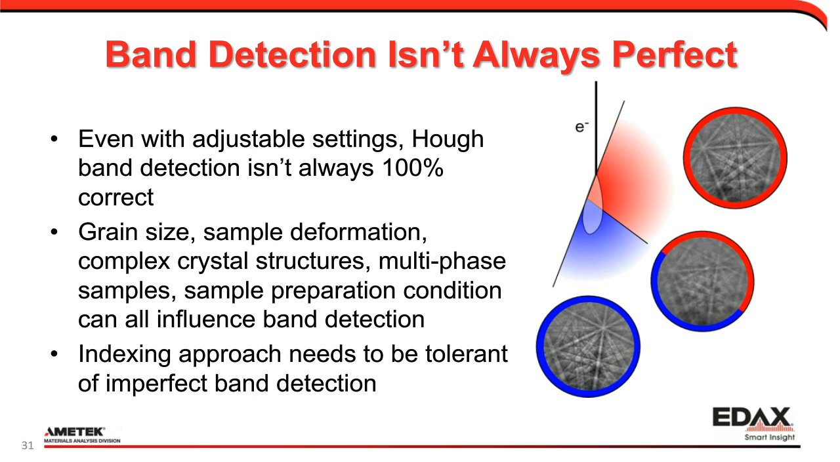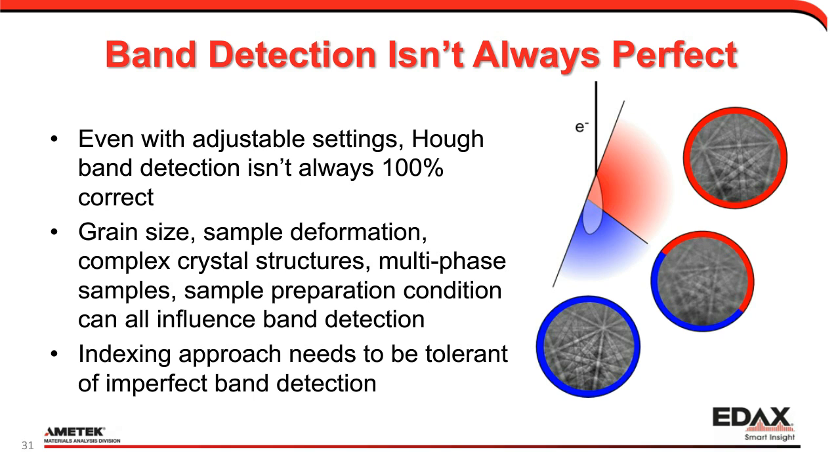And that can be for a variety of reasons, including the grain size of material, how deformed it is, the sample deformation state, how complex the crystal structure is. If you're looking at multi-phase samples where different phases might need different Hough settings, the level of sample preparation condition, all these can influence band detection. So we never think it's going to be 100% perfect. So what that means is the indexing approach we use needs to have some tolerance for imperfect band detection.